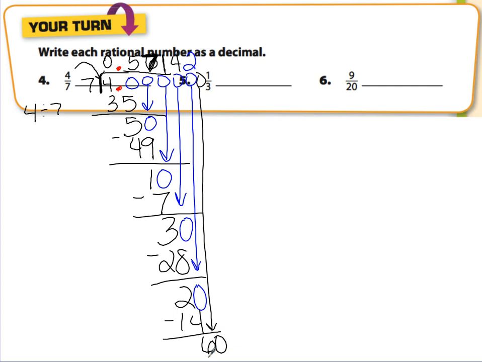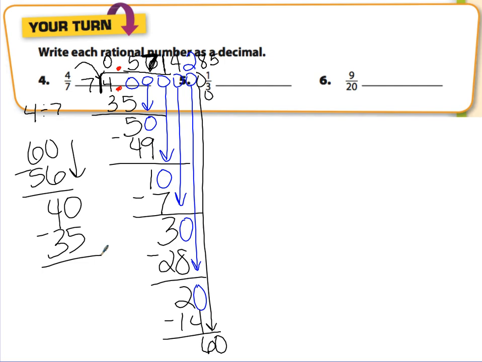How many times does 7 go into 60? Well, this is getting fun. Goes in 8 times. Okay, and then 60 minus, and I'm going to come over here because I've run out of space. Gives me 4. Add another 0. Bring it down. 7 goes into 40. How many times? Well, it goes into it 5 times. Minus 35.